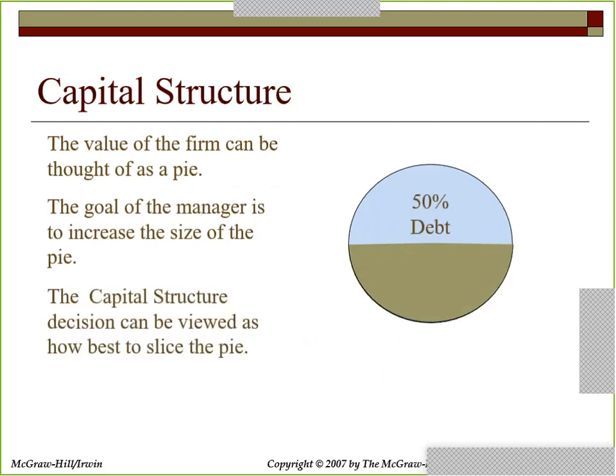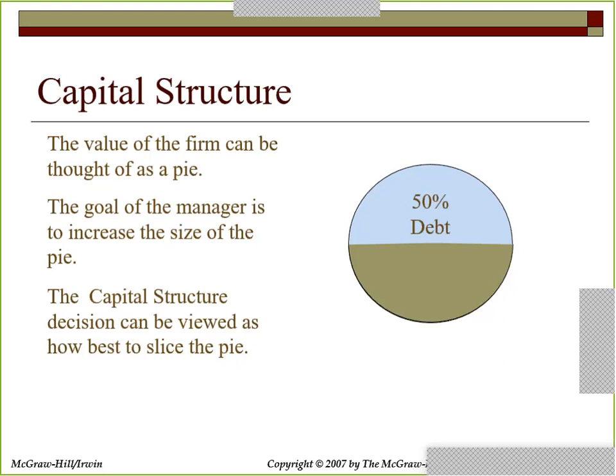So you can think of the overall value of the company as being a pie. Now, I have to be careful because I'm introducing the word value. We're not quite sure how we get a valuation just yet, but by week 8, you'll definitely know what a valuation of a company is. The goal of the manager is to increase the size of the pie. So now all of a sudden, we've got the manager who supposedly wants to maximize value. You'll find out in a few slides that maybe that's not always the case.